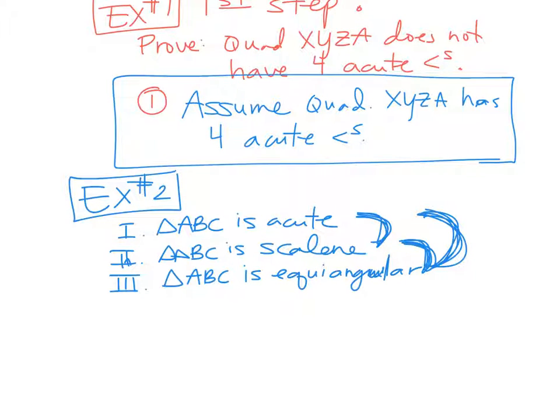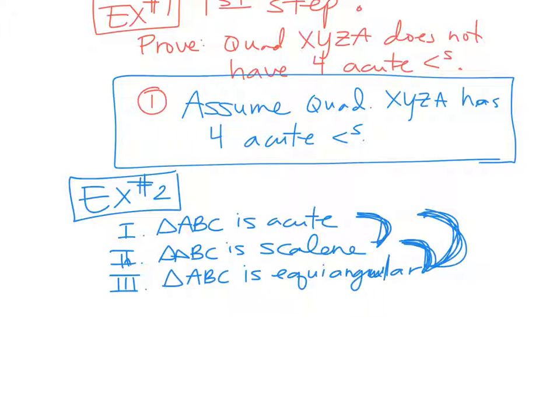First one and the third. You can't have an acute triangle that is equiangular. You can't have a scalene triangle that's equiangular. Which 2 can't happen together? 1 and 2. You can't have an acute triangle that's scalene. Angelina. You can't have a scalene that's equiangular.